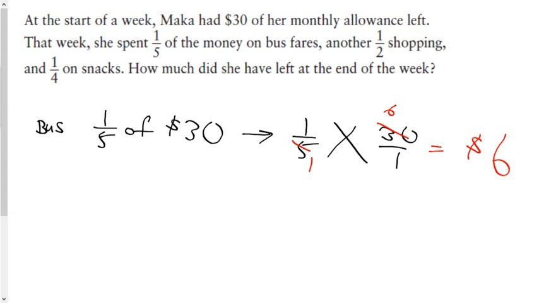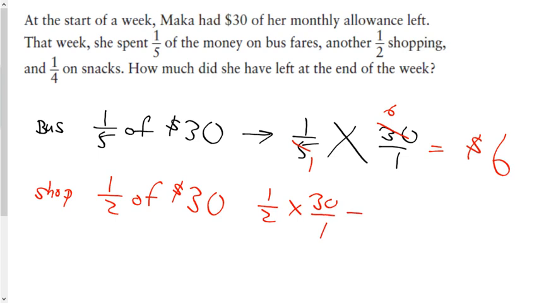The next thing we're going to put down here is her shopping. She spent 1/2 of the $30 on shopping, or 1/2 of 30. I think we all know that without doing fraction work, 1/2 of 30 is just $15. So whatever she bought with her allowance, she spent $15 shopping.